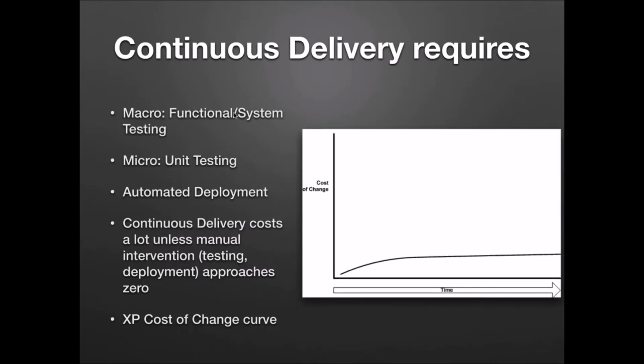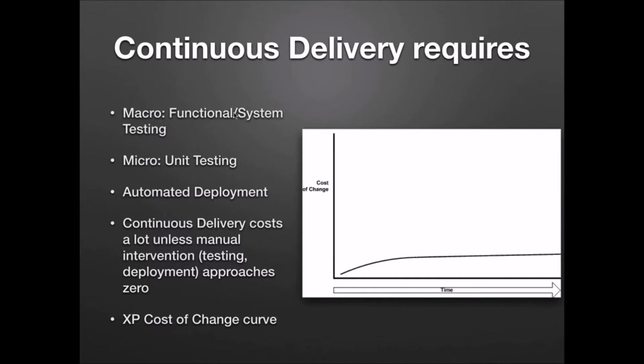When we start talking about new ways of software delivery, like continuous delivery, we need to start thinking about a lot of things. We need to start thinking about activities that support that, such as a way to do functional testing, a way to do unit testing, and a way to automate our deployments. If we don't solve these problems, continuous delivery actually costs us a lot of money and time because of the manual intervention needed. So if we're still doing manual testing, or manual deployments, it's very difficult to do continuous delivery in an economical fashion.